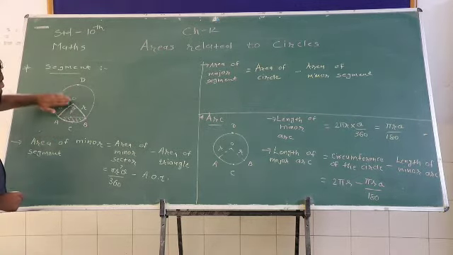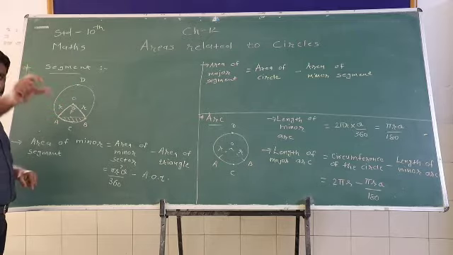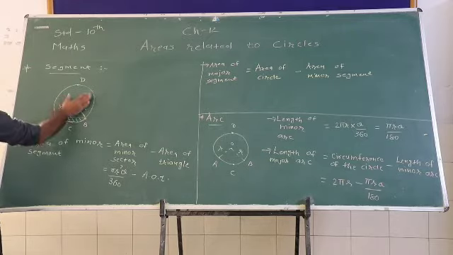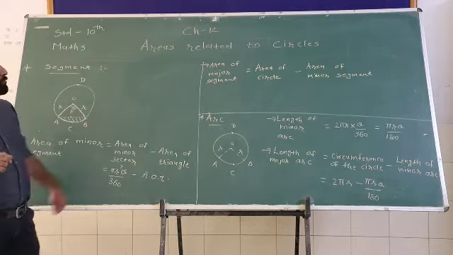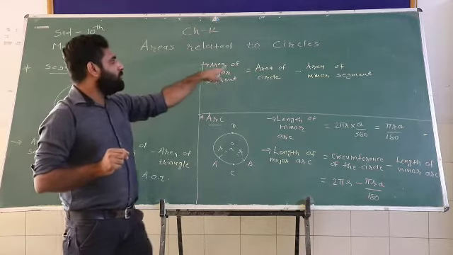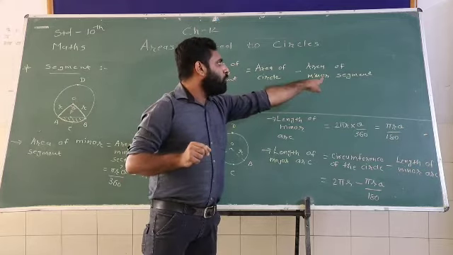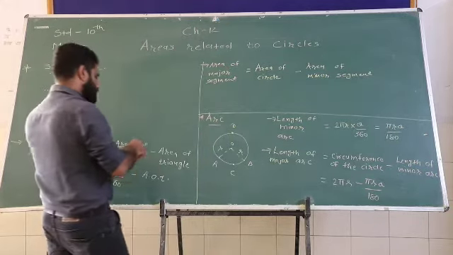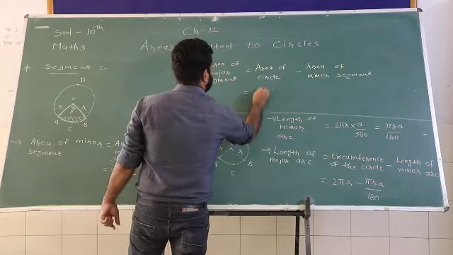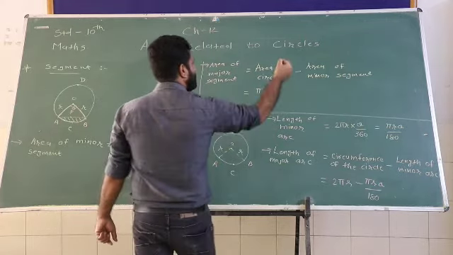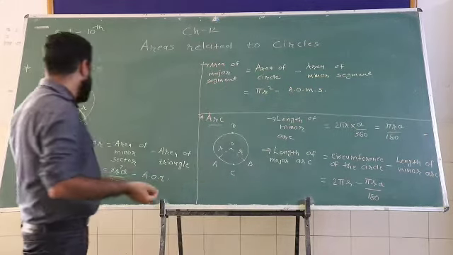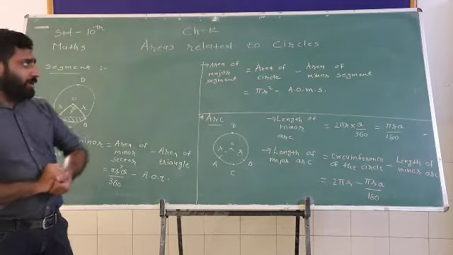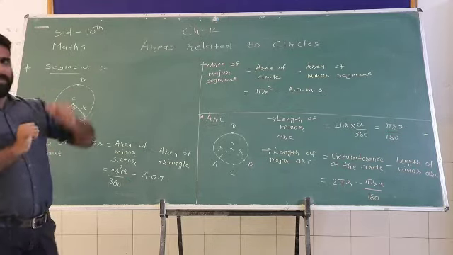Then what will be the area of the major segment? See, the triangle is included in the major segment. So the area of the major segment will be the area of the whole circle minus the area of the minor segment. Area of the circle is pi r square minus the area of the minor segment, which you get from here. So that is the area of the major segment.